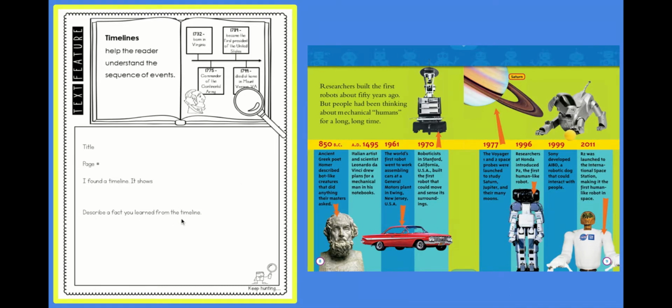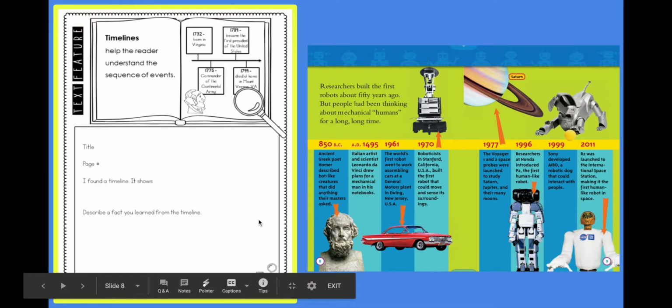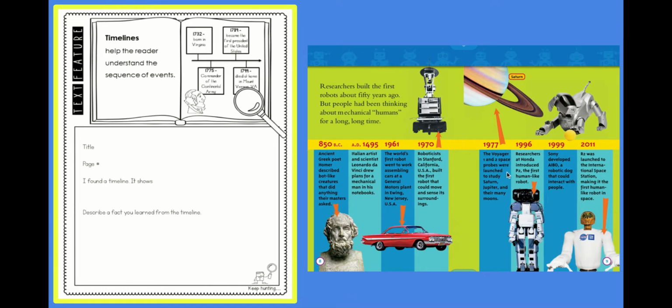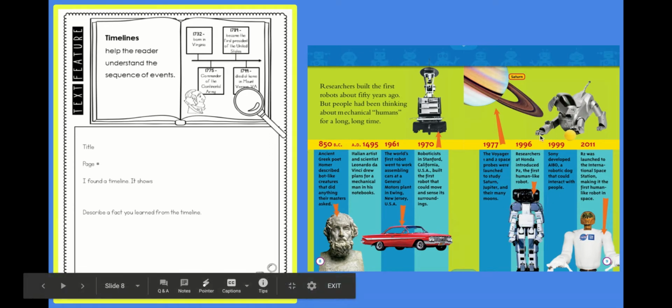Right here it says describe a fact you learned from the timeline. So I might write down that in 1996, researchers at Honda introduced P2, the first human-like robot. But you can pick any one of these facts that you learned to write down right here.